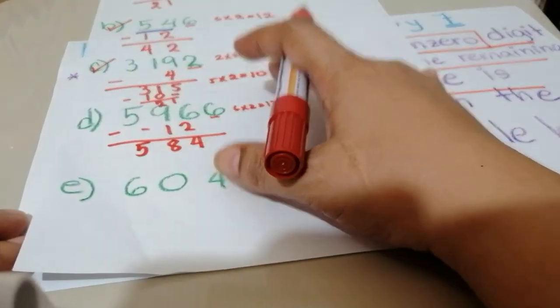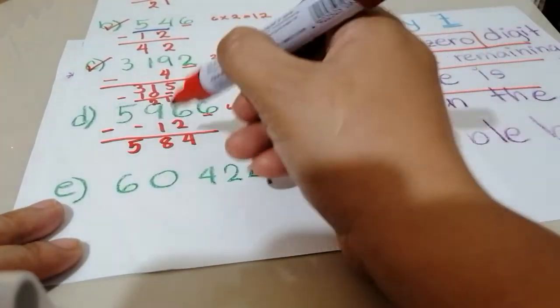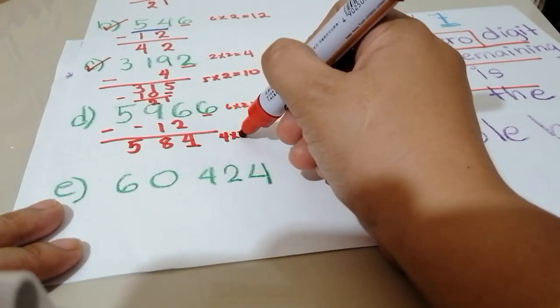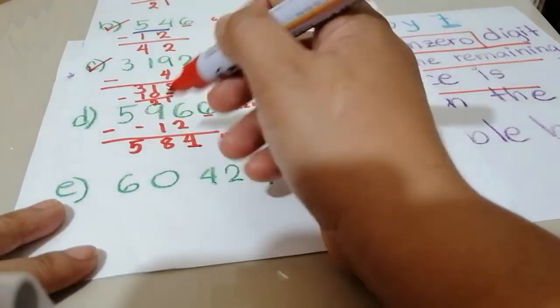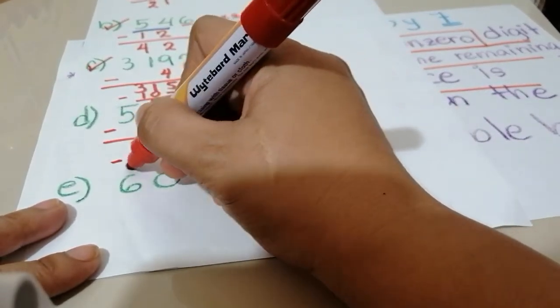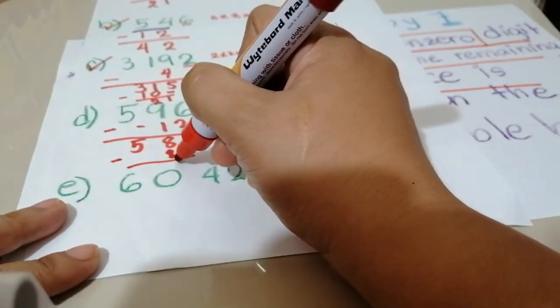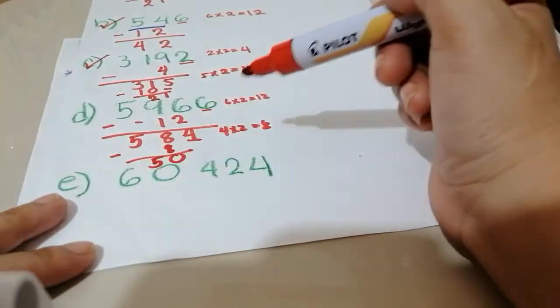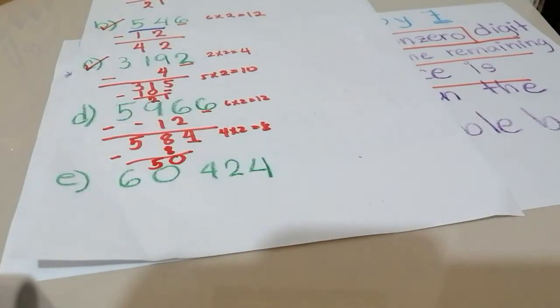Kaya, i-repeat lang natin yung rule sa 7. We multiply the last digit by 2 again. So, 4 times 2 is 8. Subtract 8 from the remaining, which is 58. So, minus 8 tayo dito. So, 8 minus 8 is 0, and then we just bring down 5. So, 50. 50 divided by 7.